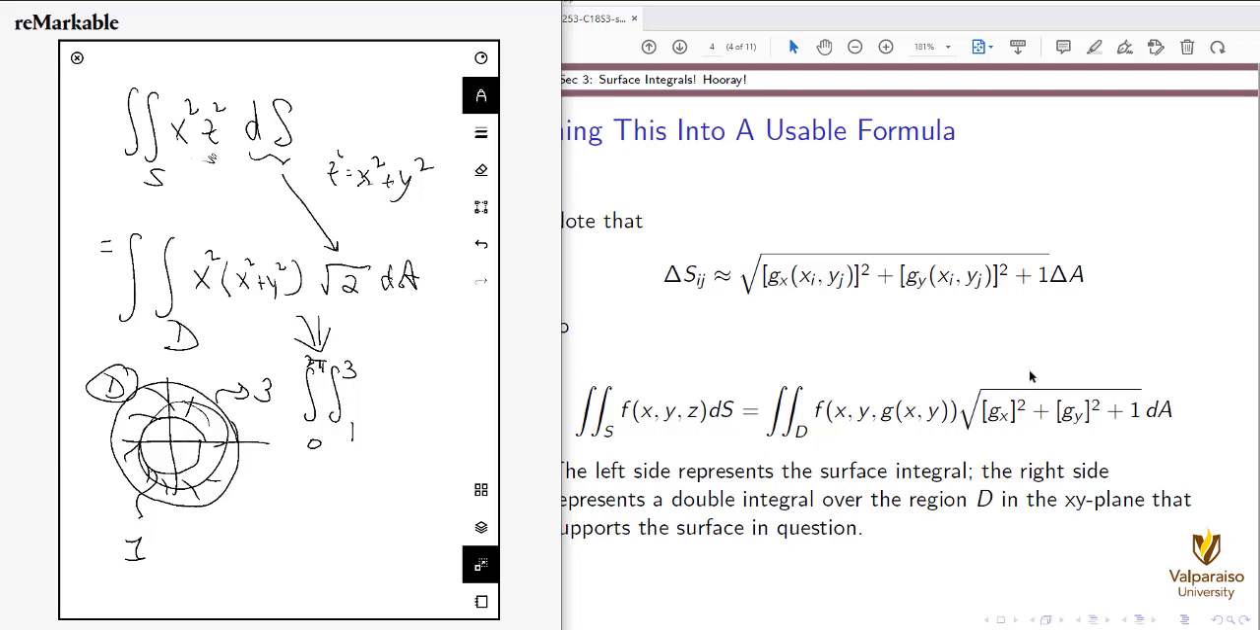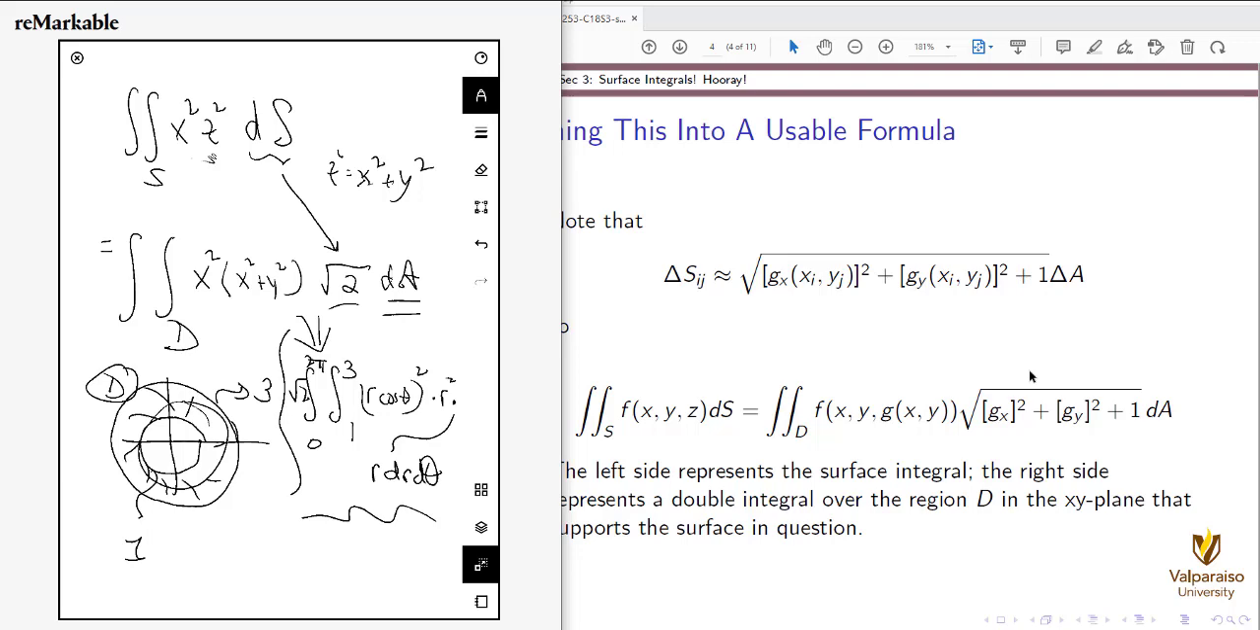This x squared, there's nothing to do with it except call it r cosine theta squared. This x squared plus y squared is r squared. This square root of 2 can come out front. And then the dA part of it, remember in polar coordinates, that becomes r dr d theta. All right, so I've made a big sloppy mess out of this. This is ready to just be typed in and evaluated. So I'm not actually going to do it.